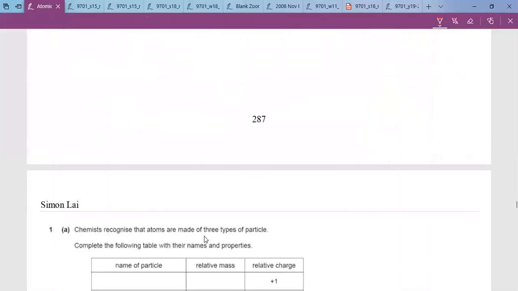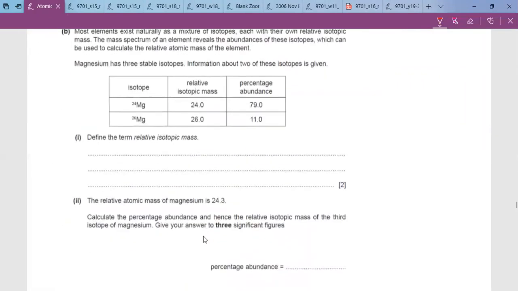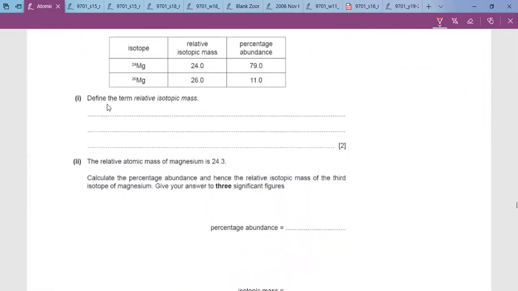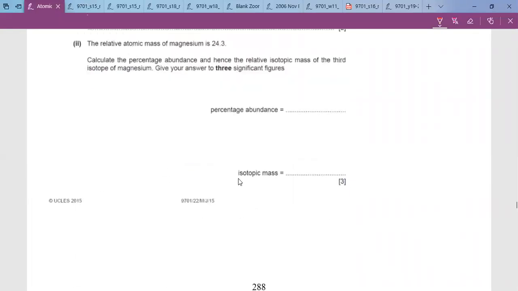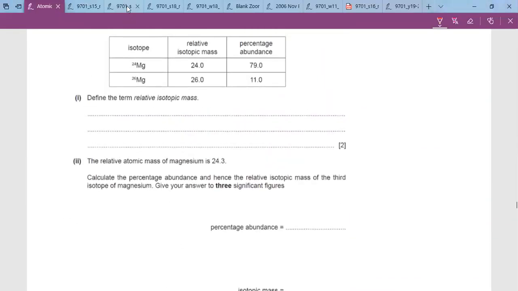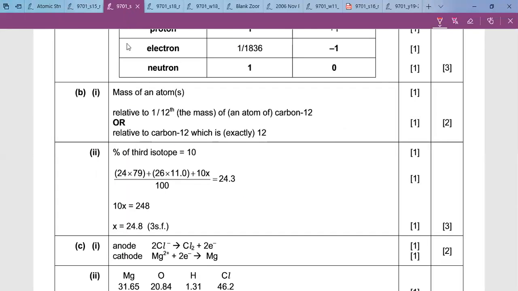288. Okay. Question here. I see it. Define the term relative isotopic number or isotopic mass. Okay, 2 marks. This is 15 May, June 22. Okay. B, right? See, it's the mass of an atom, or mass of one atom of the isotope.